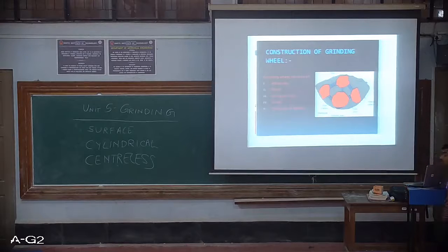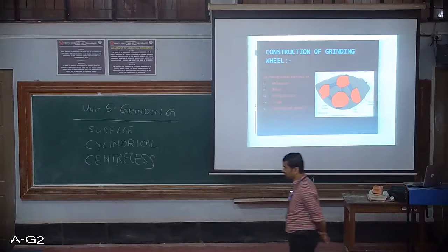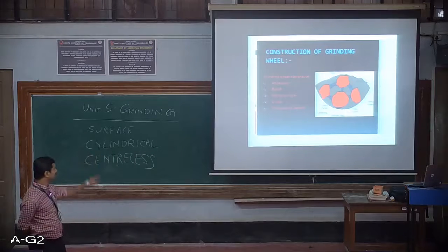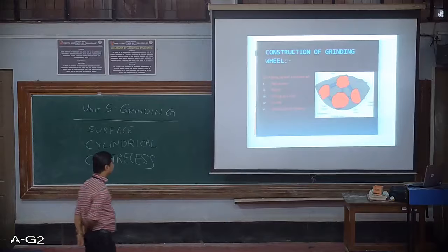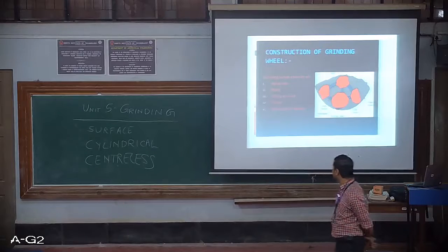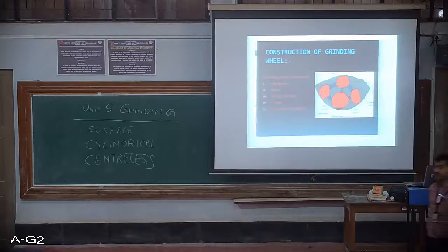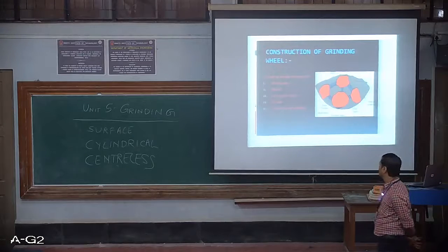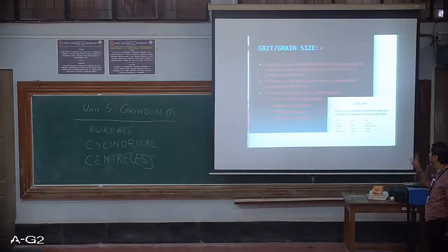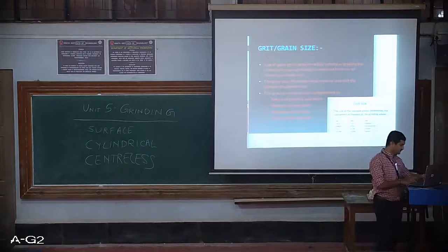So what are the components of a grinding wheel? There are basically 5 important things that you should know about a grinding wheel. What are they? First is abrasive, next is bond, third is grit or the grain size, fourth is the grade, and fifth is the structure of wheels. All the 5 we are supposed to understand. First, the grit or the grain size. Give me a minute.